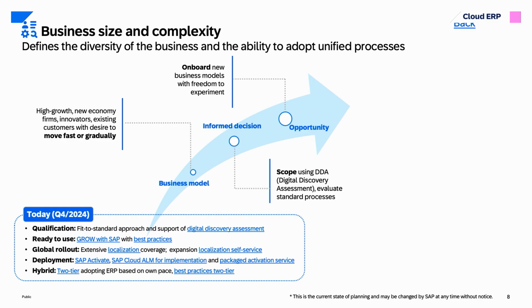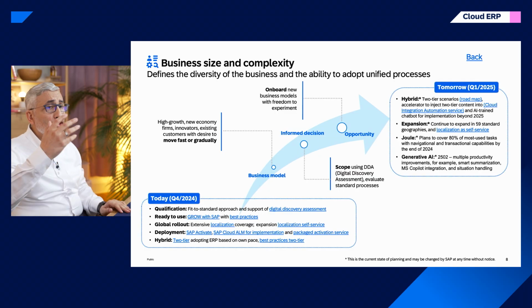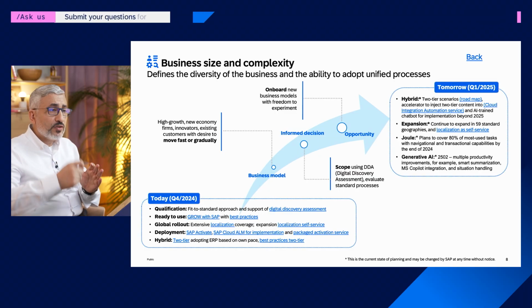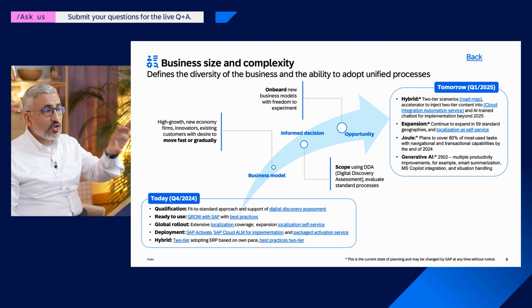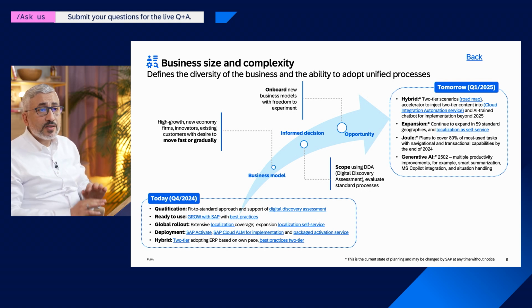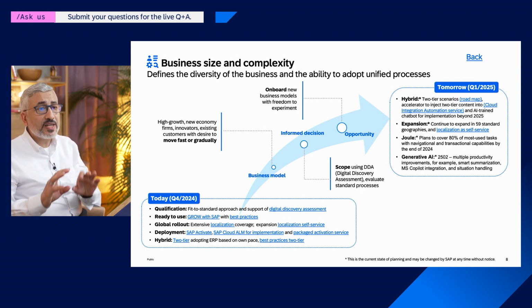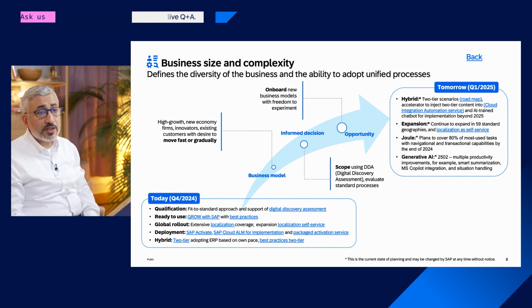Then we give you localization as a self-service on top of the extensive localization coverage that we have for the global rollout. Throughout the deployment, relying on our Activate, our cloud ALM, you have the right path to this. And at any point in time, hybrid or two-tier is still an option for you. We are investing heavily in that. If we look to tomorrow, I would say we are continuously enhancing the product, especially in the area of hybrid or two-tier. There is quite a good number of two-tier scenarios. We are adding them to the product in 25.